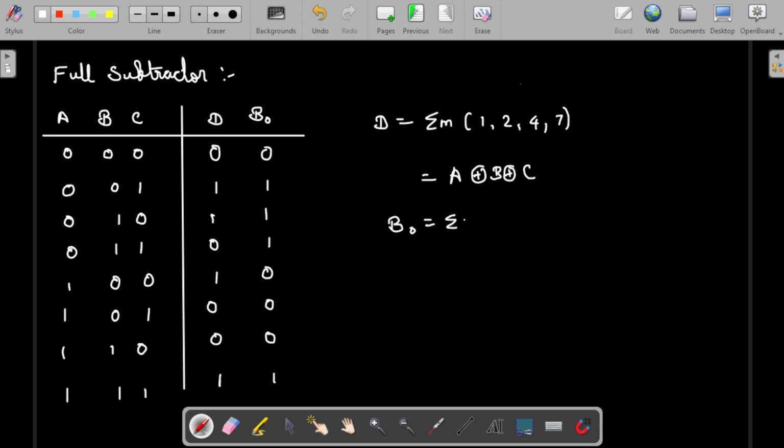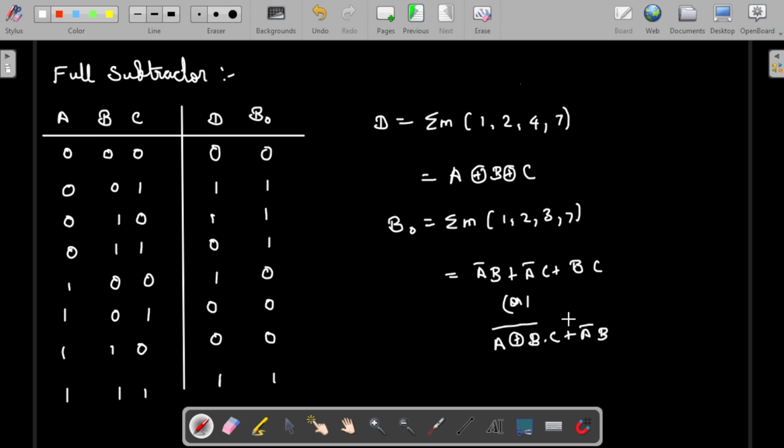So borrow, if we write it in minterms, will be equal to 1, 2, 3, 7. If we use the K-map and write it, then this will be A bar B plus A bar C plus BC. So only A has a bar on it. This can also be written as A bar B plus the complement of A XOR B, dot C. So this is another notation that you can follow. This one we have derived with the use of a K-map. If you guys have time, please make a note of it, or you can even try with the K-map to see how to implement it.